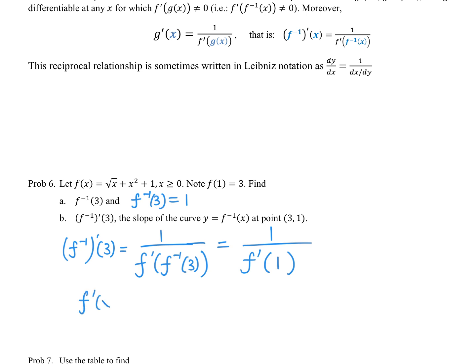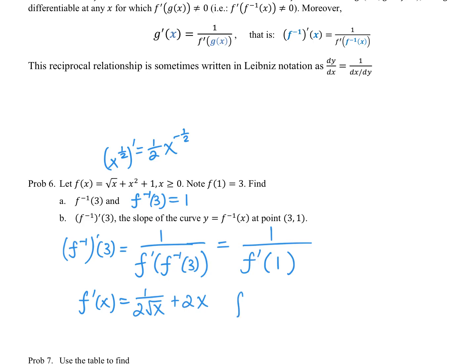So f prime of x, let's find the derivative of this guy. The derivative of square root of x is 1 over 2 square root of x. Please verify that. You can use the power rule. Think of this as x to the 1/2 and find the derivative, which is this guy, right? And it gives you that. Plus the derivative of x squared is 2x.